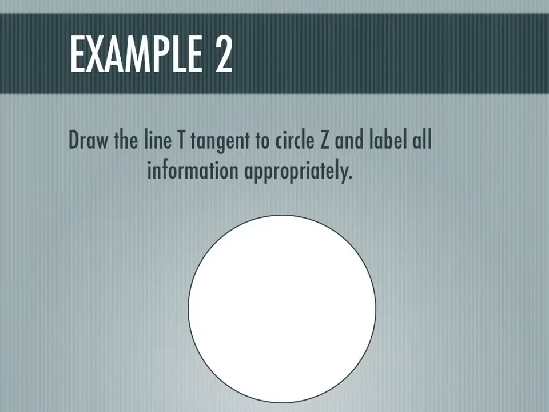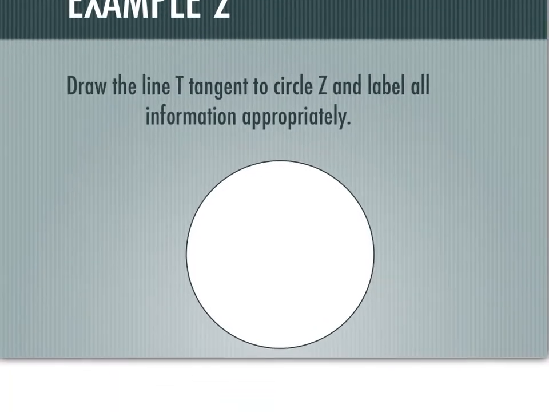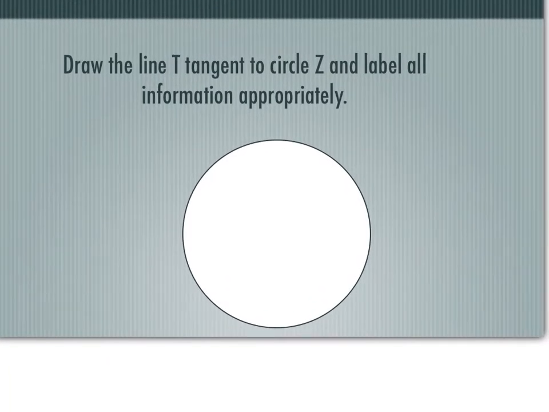Okay, example 2. Oh, give me a minute to flip, sorry, I had to do that. Draw the line T tangent to circle Z and label all information appropriately.